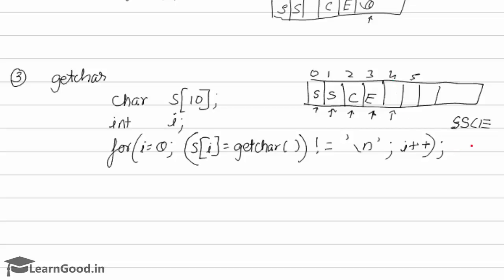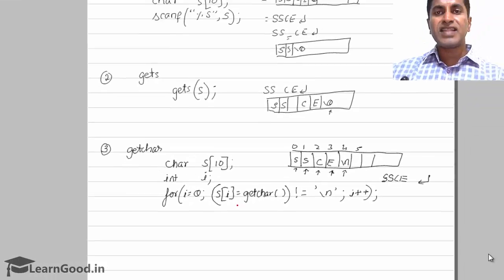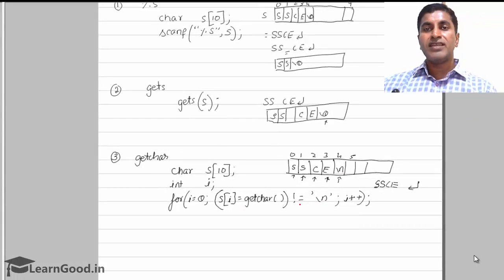Index value is 4. So now what I do is I'll press the enter key. So getchar is asking for the character, I'll press the enter key. So the enter key is also taken as a character where the data will be stored as a \n. And the \n is not equals to \n, the condition is false, that time it comes out.